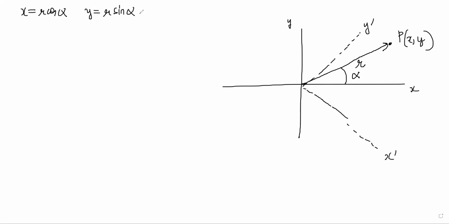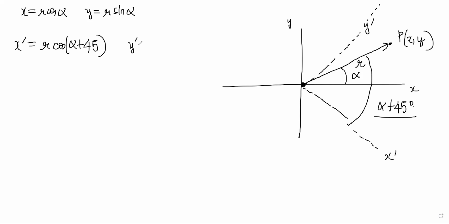and y could have been written as r sine alpha, right? Now in my new axes, my origin has not shifted, so the distance is still r. But the angle is now this angle with the x-axis, makes sense? So in the new axes, my x coordinate x dash should be r cos of alpha plus 45, and y dash should be r sine of alpha plus 45.